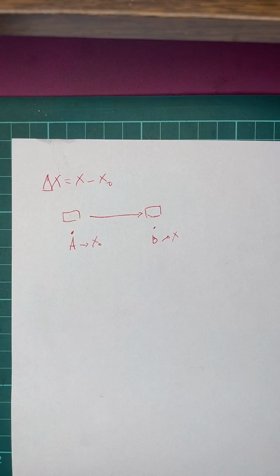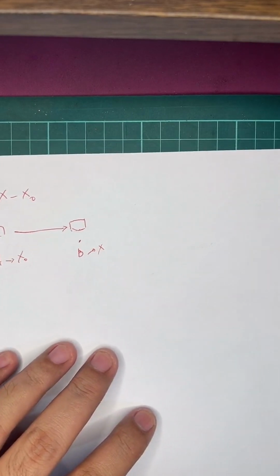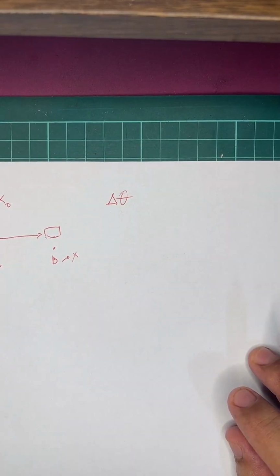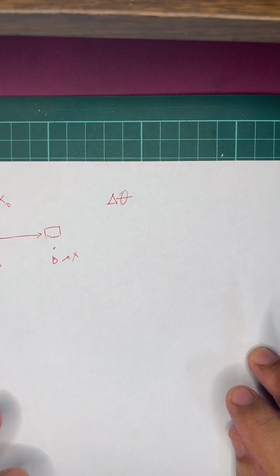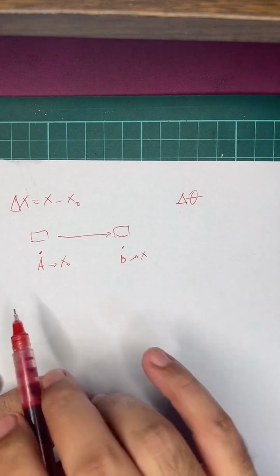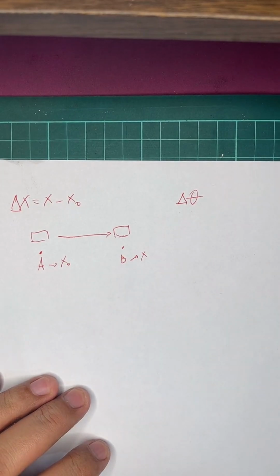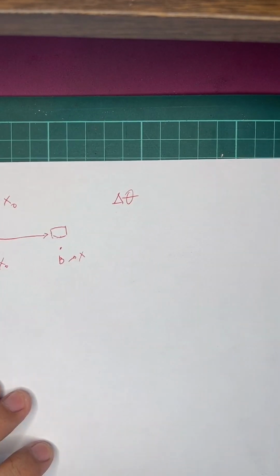The same thing can be said for angular displacement, or delta theta. Theta, or the angular position, is simply the position of an object within a circular path, or any point in a circular path, just like when an object is moving from point A to point B. So you are describing the position of the object in that circular path.